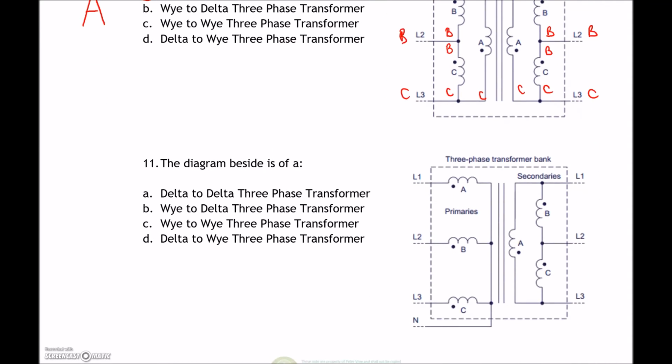Okay, this one looks like it has 1, 2, 3, 4 conductors. These guys are all brought together to the same potential. So our primary is a Y. And on our secondary, again, we have A to B, B to C, C back to A. And so this guy is a Y to delta transformer. So that would be B for number 11.